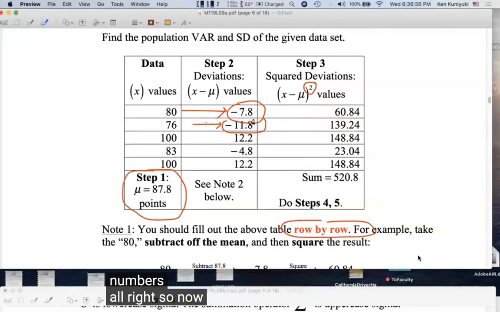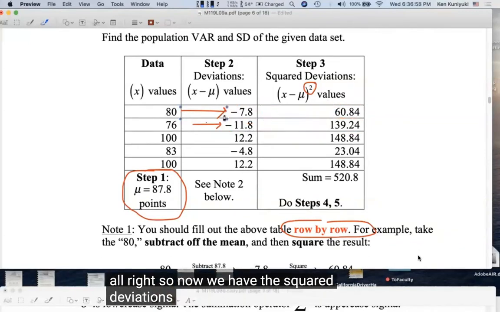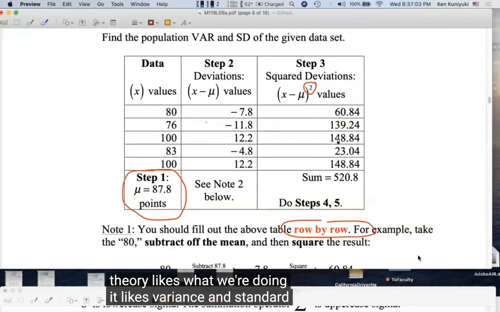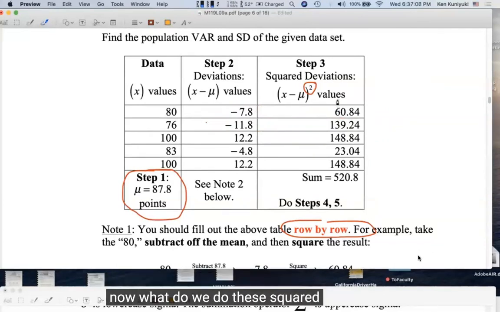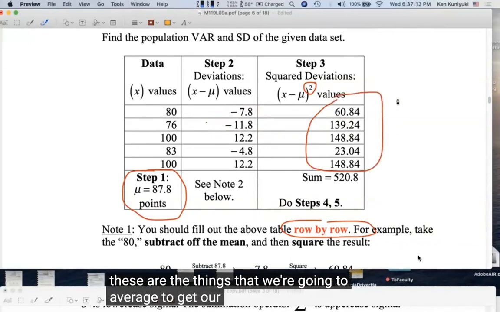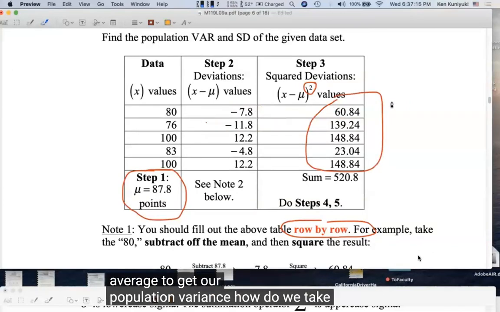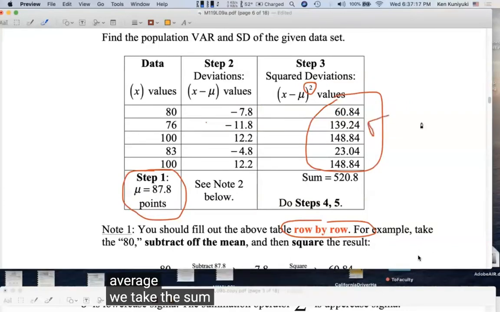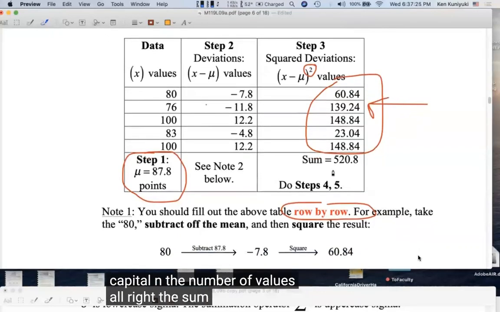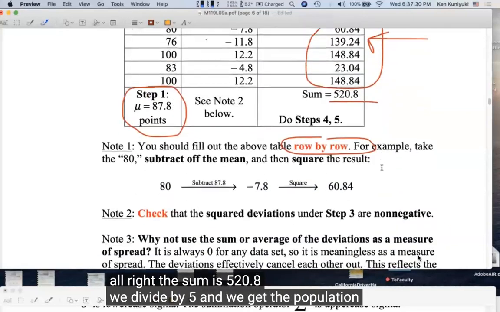All right, so now we have these squared deviations. And by the way, statistical theory likes what we're doing. It likes variance and standard deviation. Now, what do we do with these squared deviations? These are the things that we're going to average to get our population variance. How do we take the average? We take the sum and divide by 5, the number of values. All right, the sum is 520.8. We divide by 5, and we get the population variance.